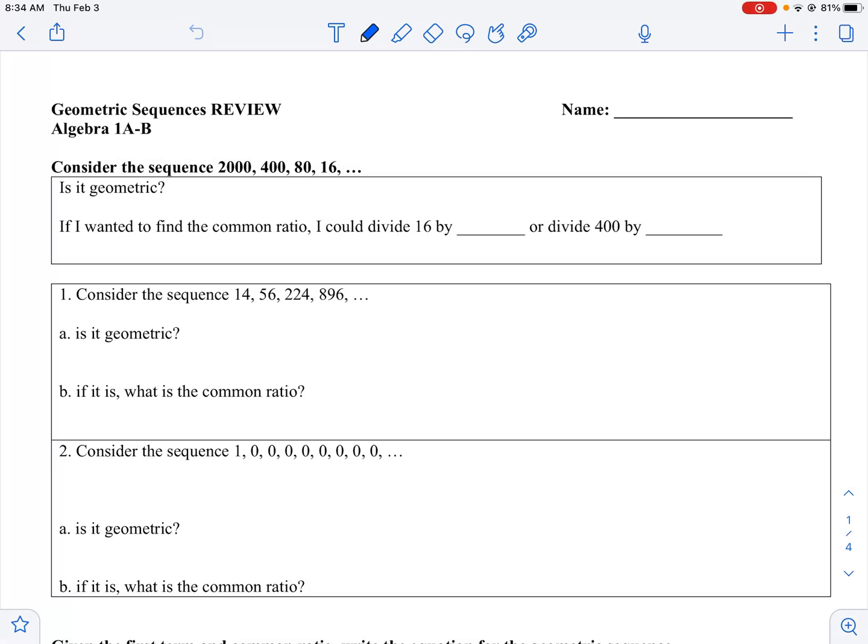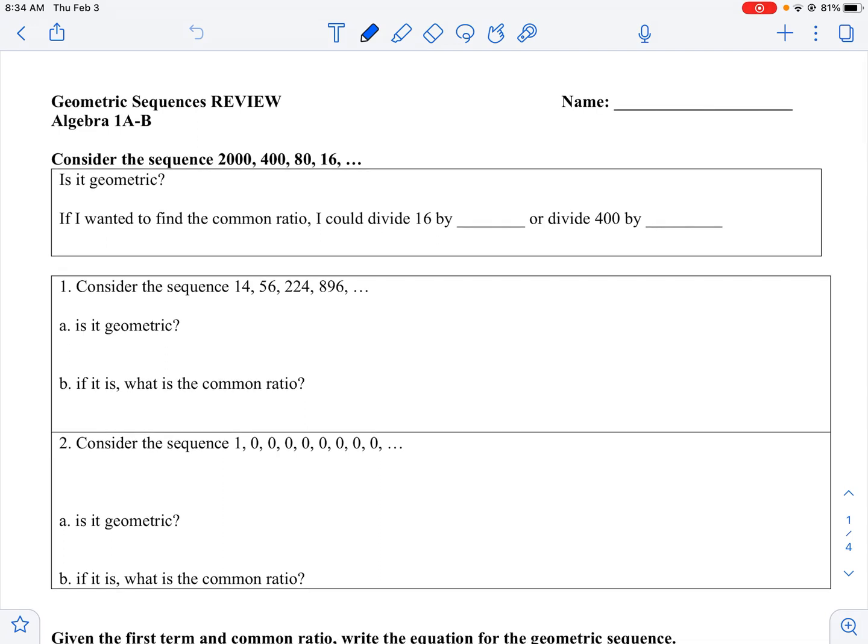Hey guys, welcome back to our Algebra 1 videos. Today we're going to review our geometric sequences for our quiz tomorrow.